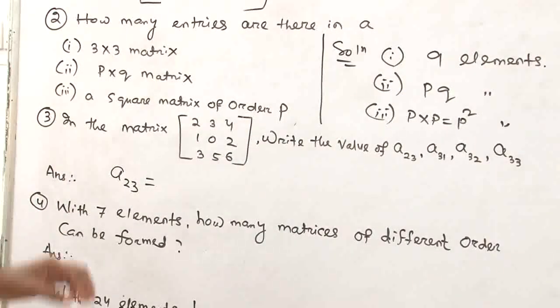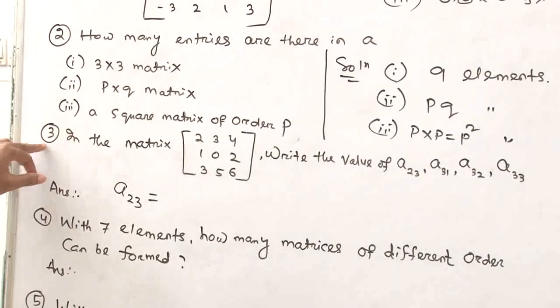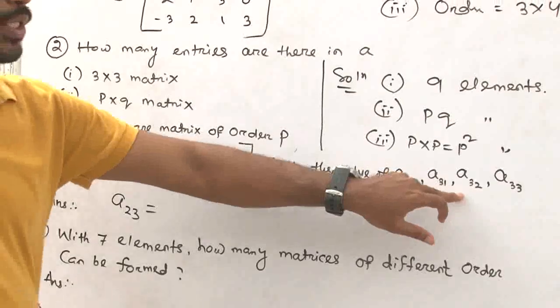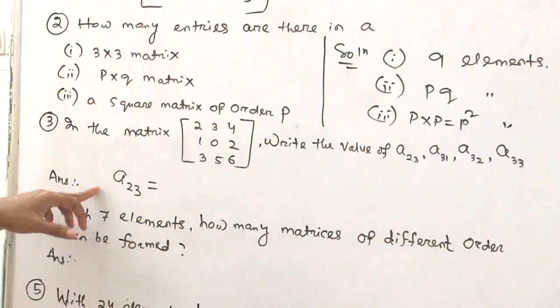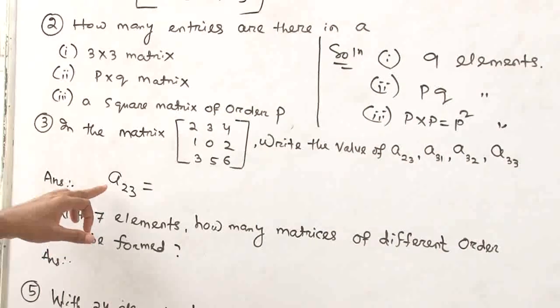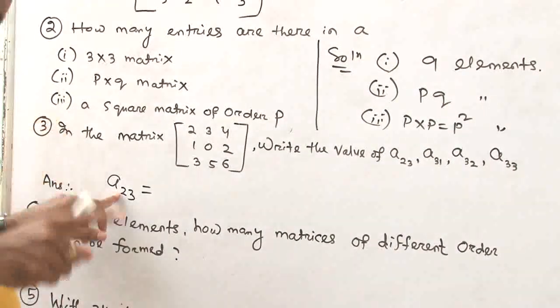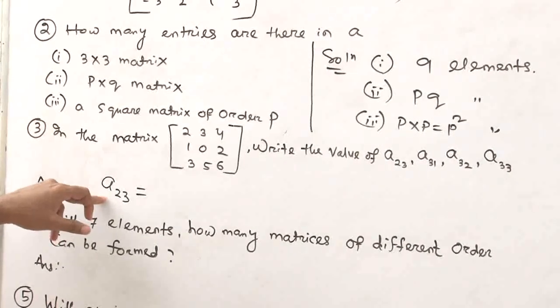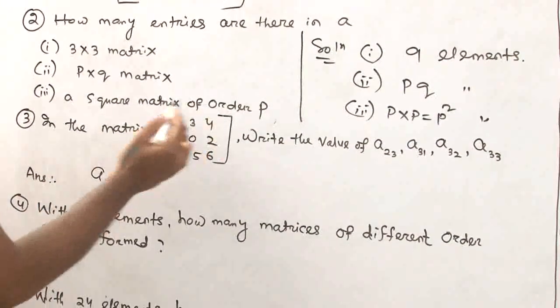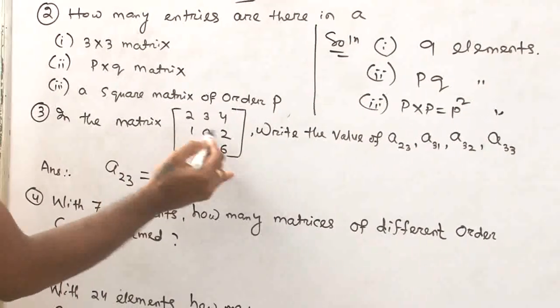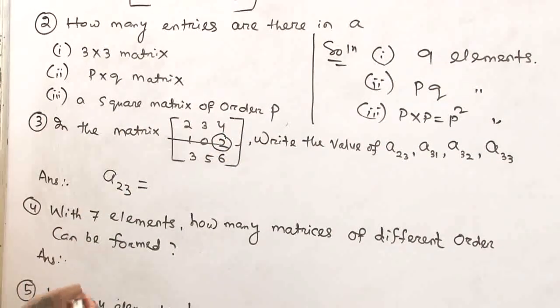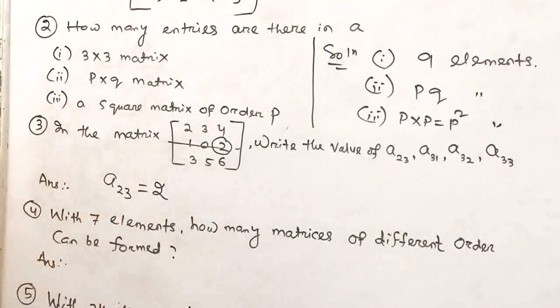Now proceed to question number 3. In the matrix, write the value of A23, A31, A32, A33. First, we have to find the value of A23. A23 means it is a position of second row, third column. That means in this matrix, the second row is here and the third column. Second row and third column, so the value is 2. So the value of A23 is 2.